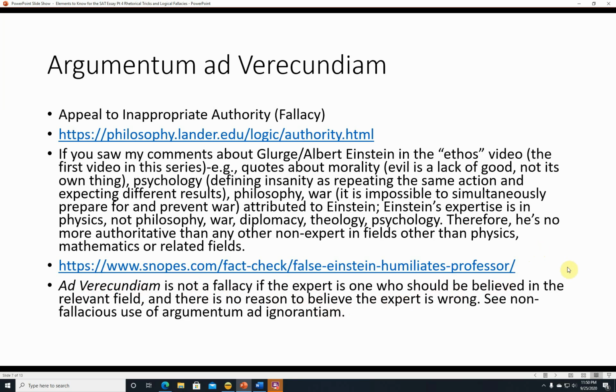So if Einstein said something about physics, especially his theory of relativity that he thought up, yeah, I would believe him on that. And there's no reason to believe that the expert is wrong. Somebody who is a math professor can make a miscalculation in math. So anyway, this is very similar to the non-fallacious use of argumentum ad ignorantium, that if you would expect to find this evidence through the methods that you've used, there's no reason to show any bad faith. Yeah, probably true. So, okay.